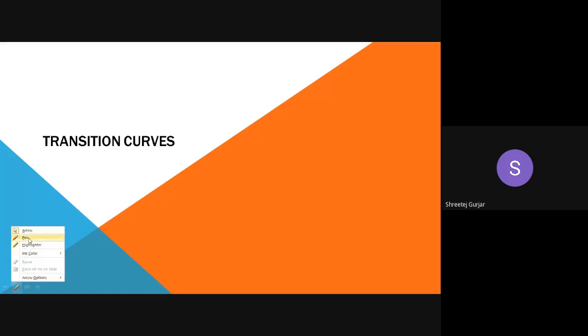Welcome back, students, to this session of advanced surveying, wherein we are going to learn regarding transition curves. Previously we have studied simple curves initially. We have learned various elements and setting out of simple curves. Then we moved on to compound curves, which is a combination of two or more curves.